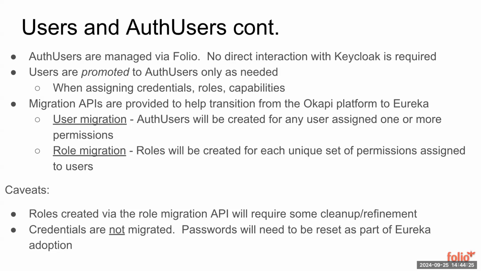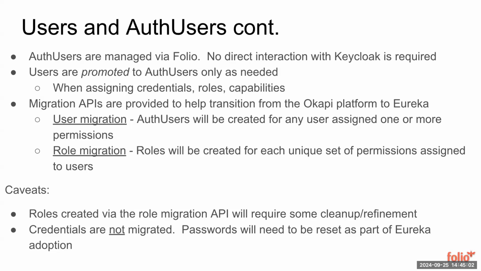We've also introduced migration APIs to sort of ease the transition into this. So there are two of them. The user migration one is basically responsible for creating auth user records as needed. So how do we know which users in sort of the source environment need to be promoted to auth users? We basically look for any users that have at least one permission assigned to them. Because if you don't have any permissions assigned to you, you're probably just a user in the system, not a user of the system. The second migration API is for role management, role migration.